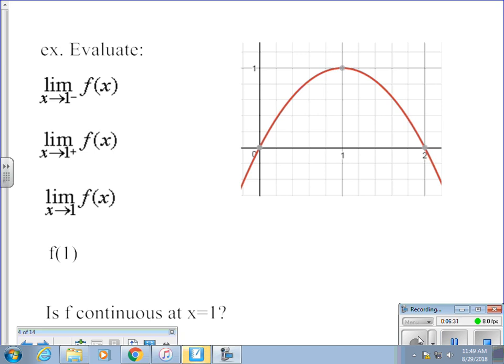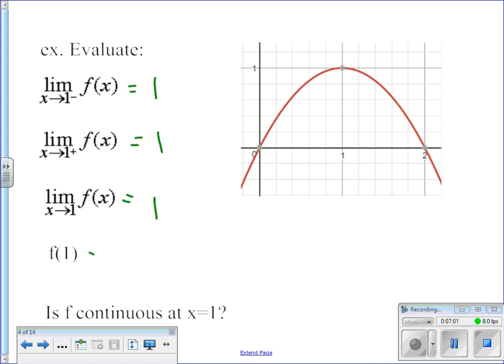So the limit as x approaches 1 from the left-hand side is 1. The limit as it approaches 1 from the right-hand side is 1, which means the limit as it approaches 1 is 1. So I can't have the limit if I don't have these first two equal to each other. That's an important distinction. Does the limit exist? Yes or no? Yeah, it exists because these two are the same.